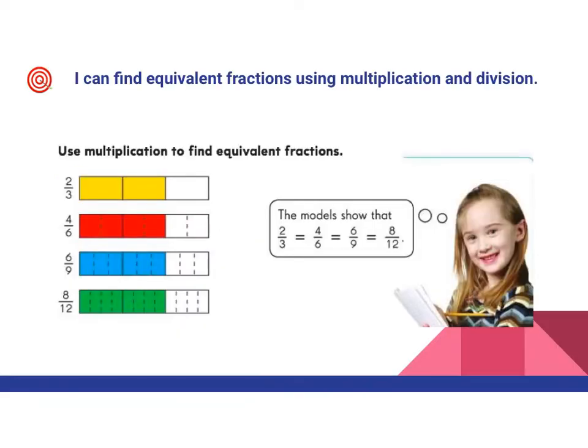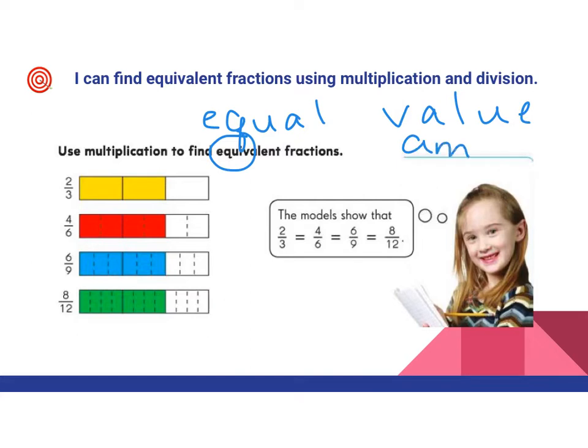Equivalent fractions are fractions that have the same value. We see the word or a form of the word equal inside of the word equivalent, and equal means the same value or the same amount. And so when we see equivalent fractions in these bars, we see that they all represent the same amount, just with different numbers as far as numerators and denominators.